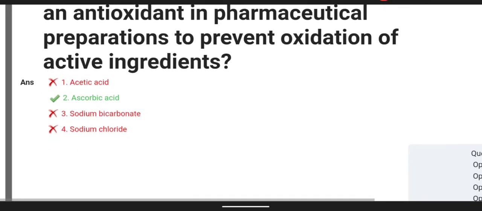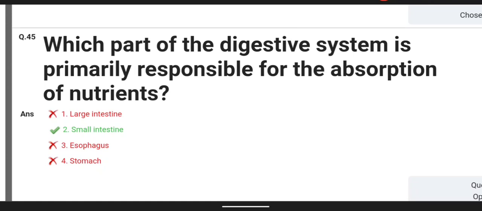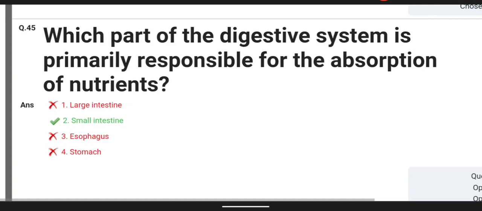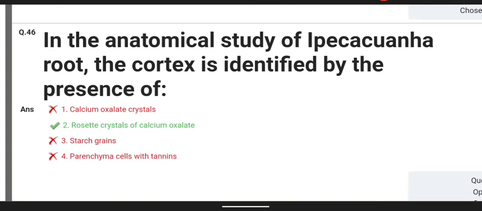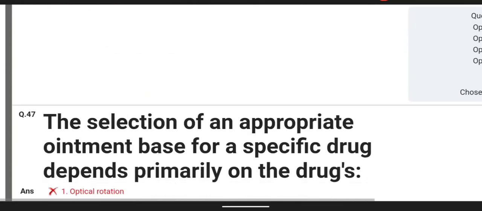Answer: ascorbic acid. Next, which part of the digestive system is primarily responsible for the absorption of nutrients? Answer: small intestine. Next, in the anatomical study of ipecac root, the cortex is identified by the presence of. Answer: rosette crystals of calcium oxalate.